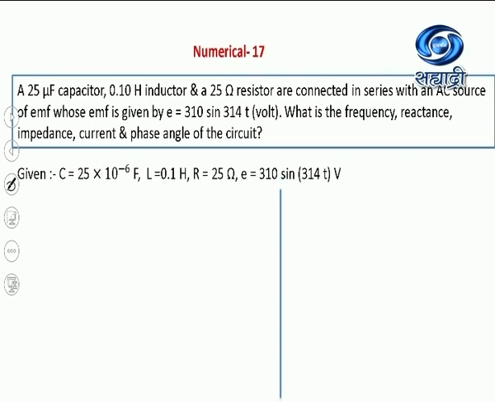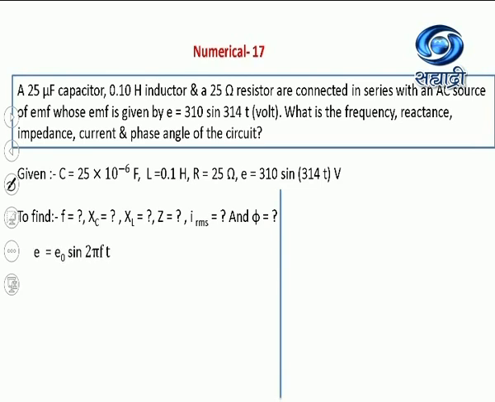So what are the given things? Capacitance is 25 into 10 to the power minus 6 farad. Self-inductance is 0.1 Henry. Resistance is 25 ohm. The equation for the instantaneous EMF is E is equal to 310 sine of 314 t volt. If we compare the expression for the EMF with the standard expression E is equal to E naught sine omega t, we can say that E naught is equal to 310 volt and omega t is 314 t. Here we have to find frequency, capacitive reactance, inductive reactance, impedance, RMS current and phase angle phi.